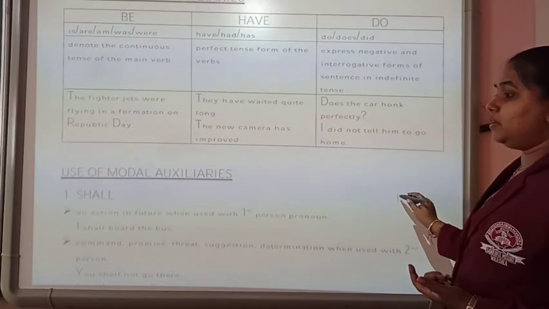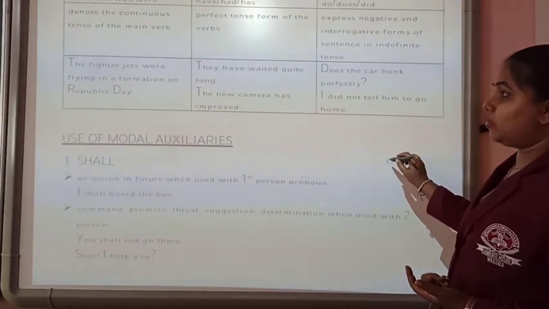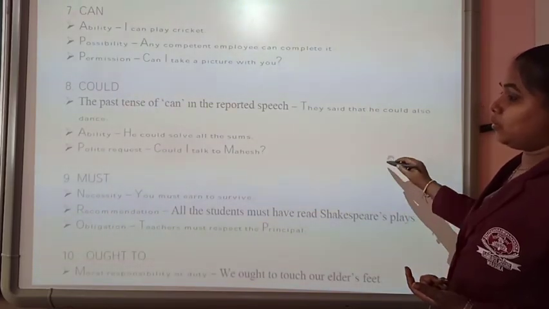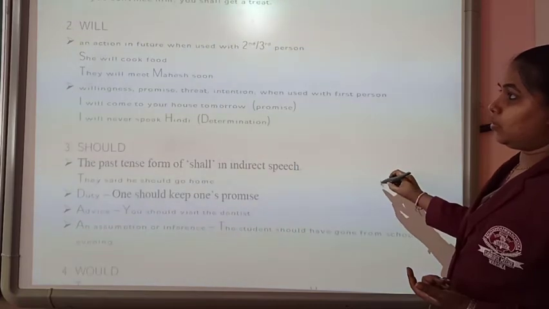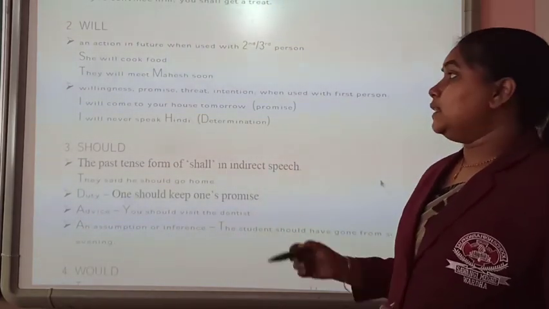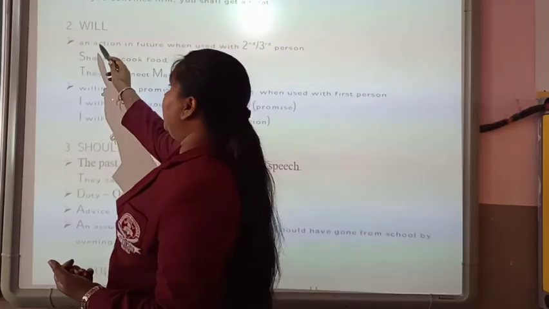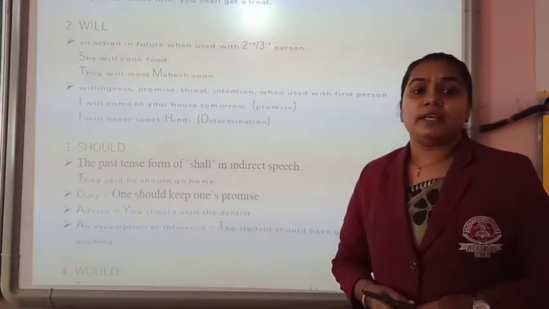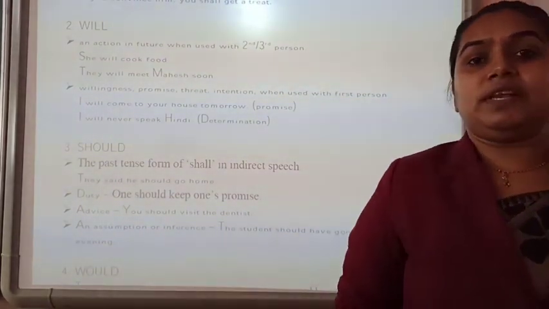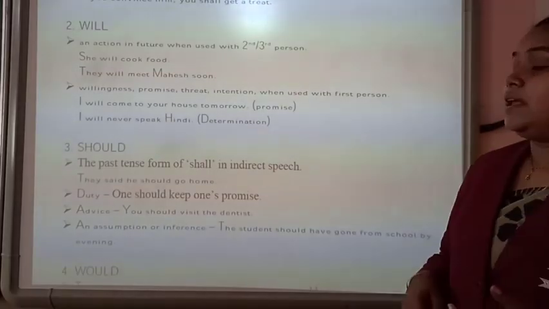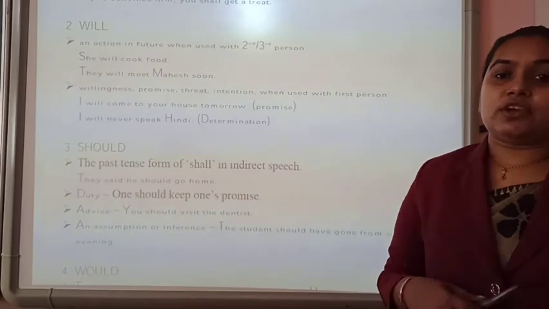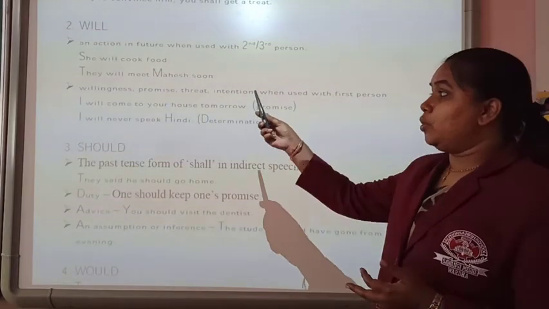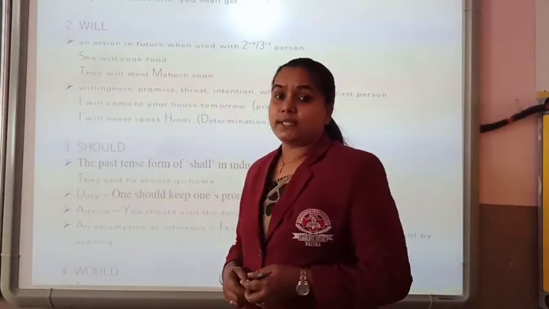Now let us move further. See, the second one, then, we are going to discuss will. An action in future used with second and third person. When we are using will, shall generally we are using with the first person, will we are using with the second and the third person. When we are suggesting or when we are speaking about the action which is going to happen in the future. She will cook food tomorrow. Okay. So, what is the work she is going to take?